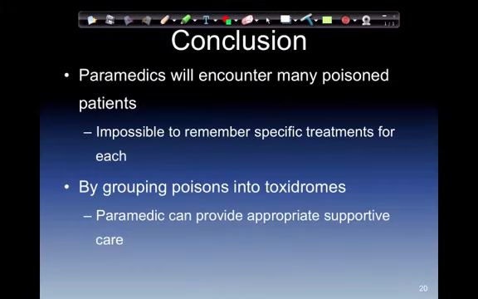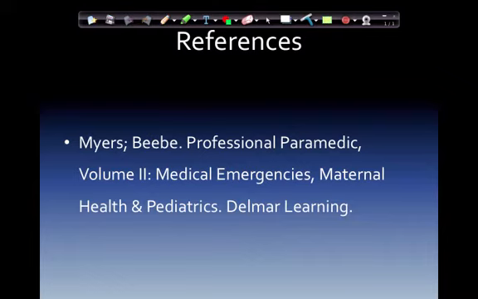In conclusion, paramedics will encounter many poison patients. It is impossible to remember the specific treatment for each. By grouping poisons into toxidromes, the paramedic can provide appropriate supportive care. References for this were taken from Professional Paramedic Volume 2, Medical Emergencies, of Delmar Learning.